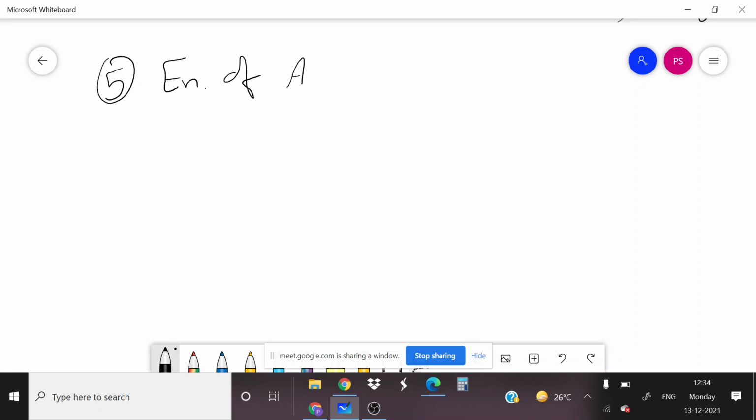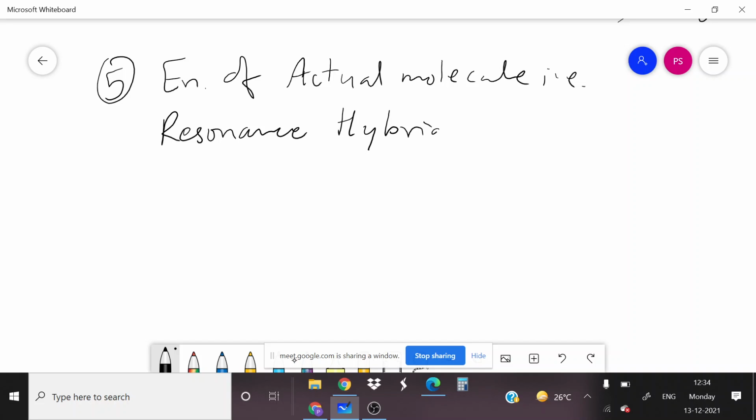The energy of the actual molecule, that is the resonance hybrid structure, is lowest. Lowest energy is of the resonance hybrid structure.